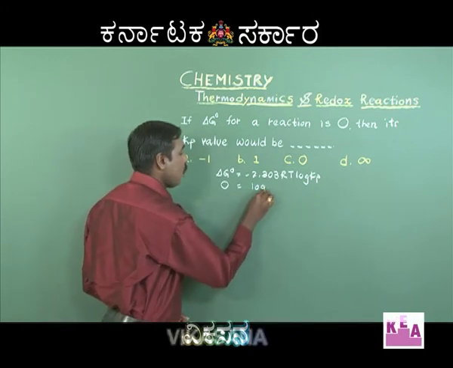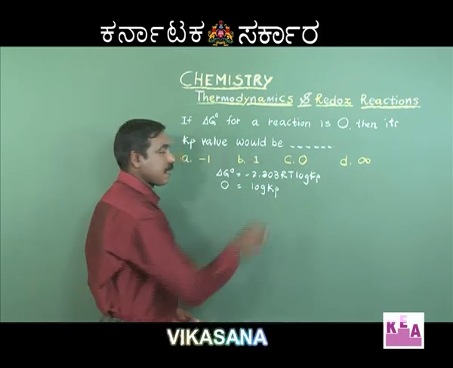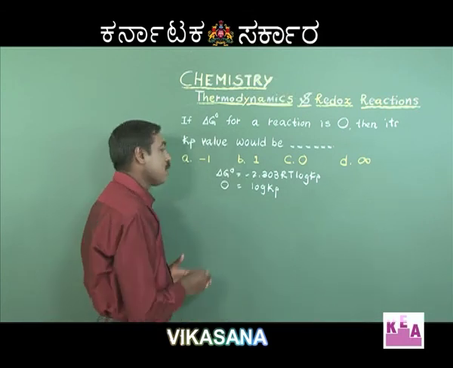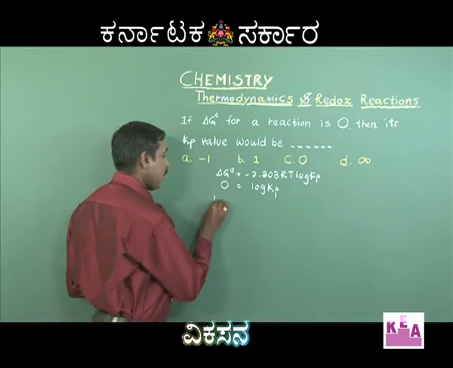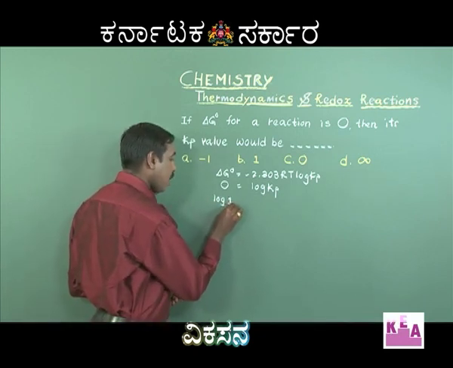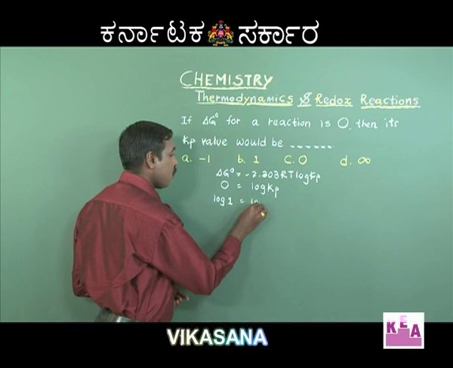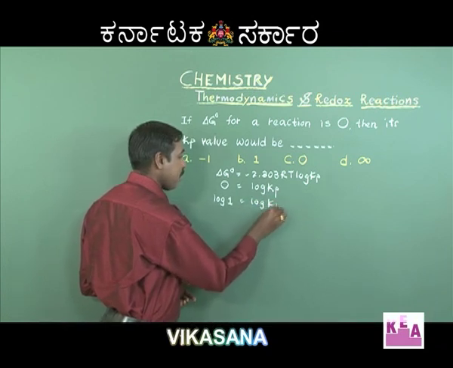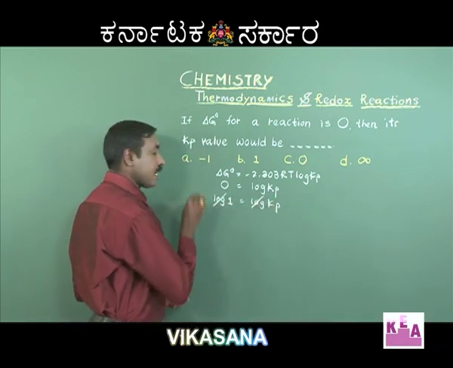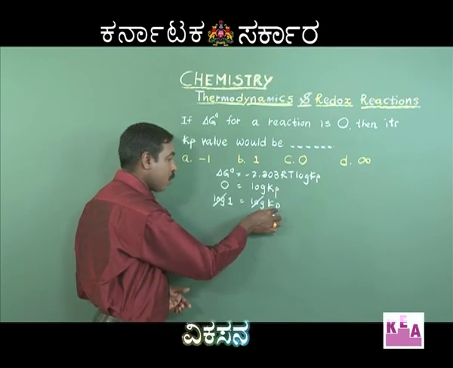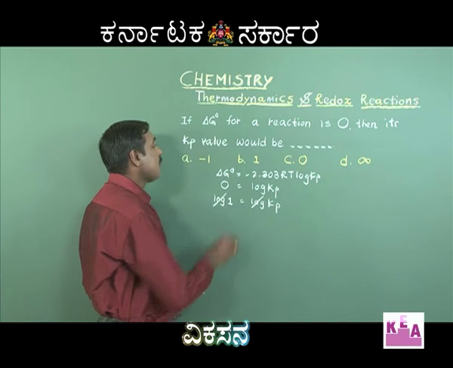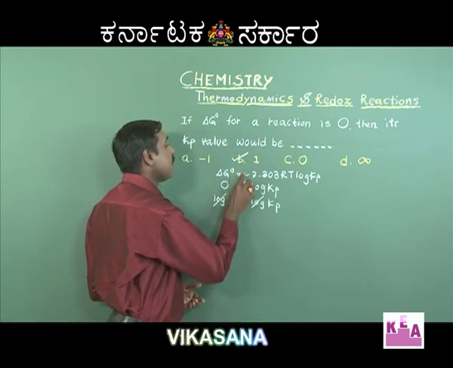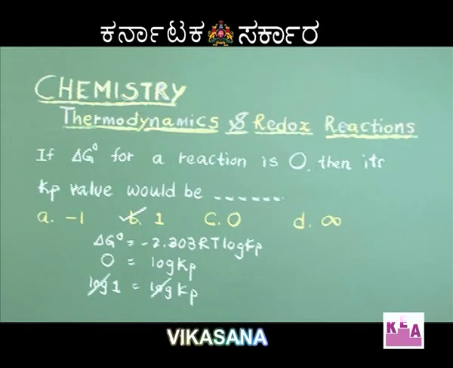I will get log of Kp as it is. If I want to solve this, equate 0 in terms of log, therefore I will write log 1 is definitely 0, which is equal to log Kp. Log can get cancelled on either side. Therefore, the value of Kp is equal to 1. Therefore, the right answer is option B. 1 is the answer.